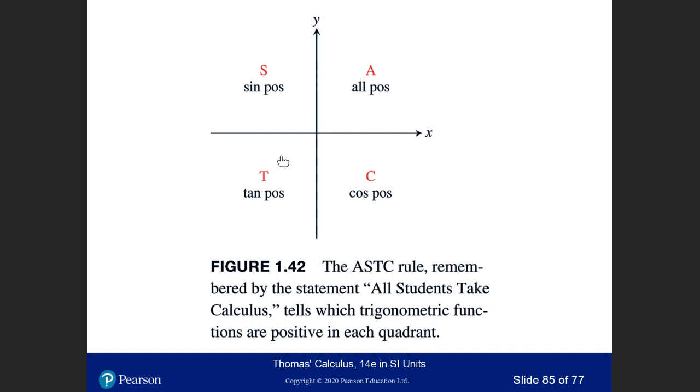Here, both sine and cosine are negative, so tangent is positive. Here, cosine is positive, but sine is negative, and so you know the angles, the sign of the other functions. Here, of course, since sine is negative, the tangent is negative because cosine is positive.